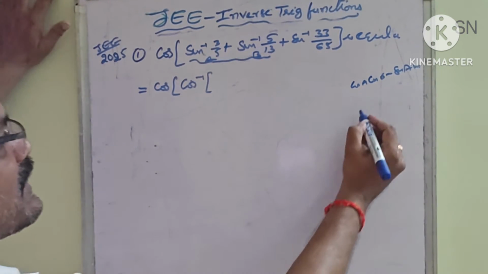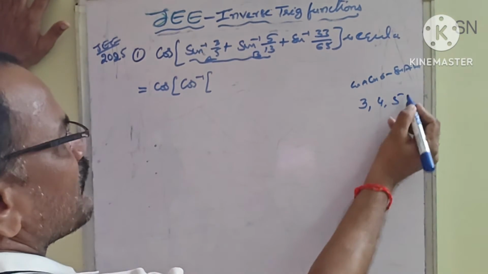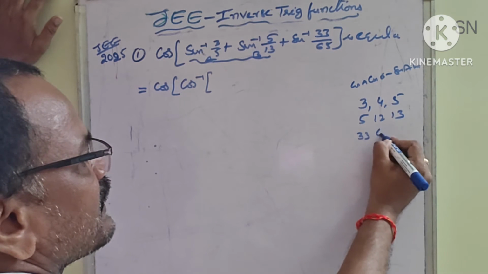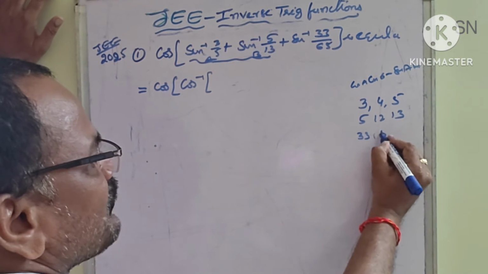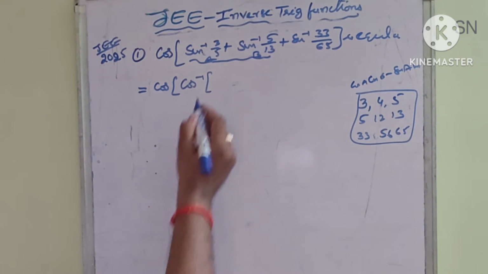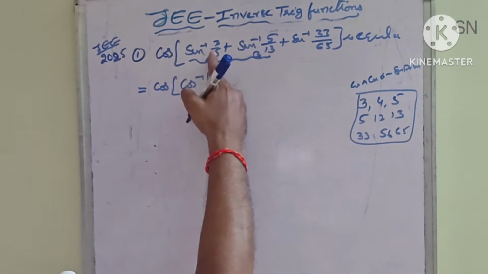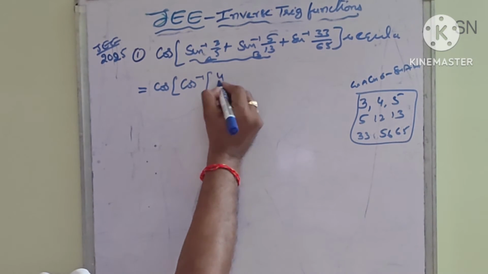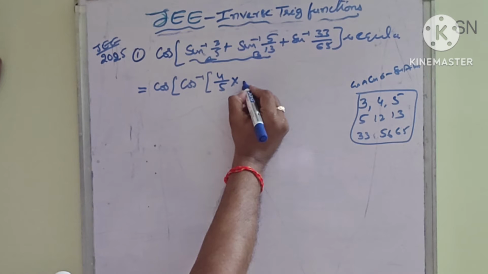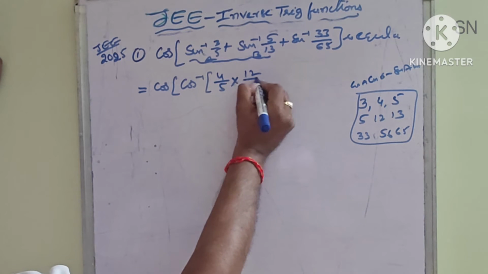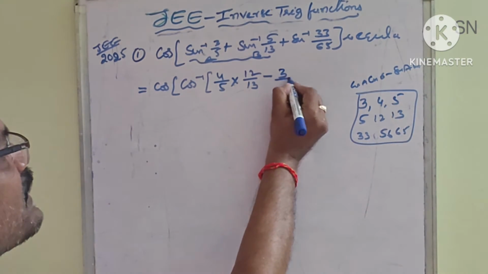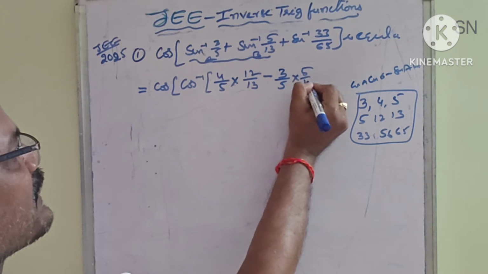So here we know the triplets: 3, 4, 5; 5, 12, 13; 33, 56, 65. So these are the triplets. Now here, cos inverse cos A, sin A is 3 by 5, cos A is 4 by 5. Now cos B, sin B is 5 by 13, cos B is 12 by 13. So minus. Now here sin A means 3 by 5, so sin B means 5 by 13.